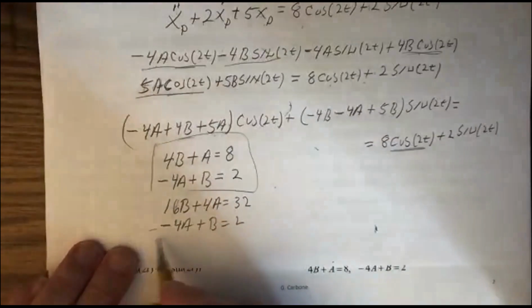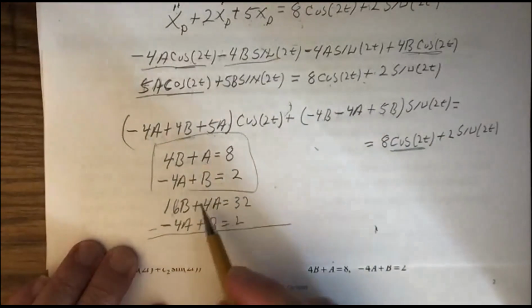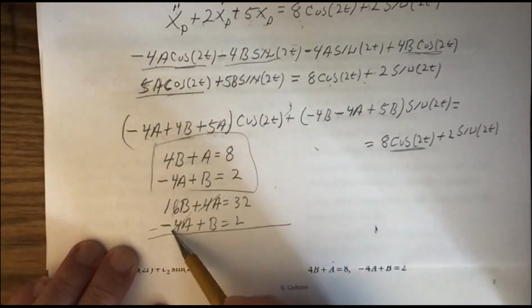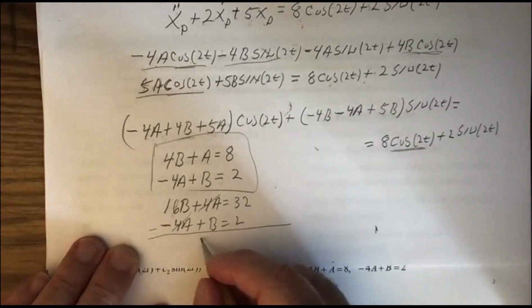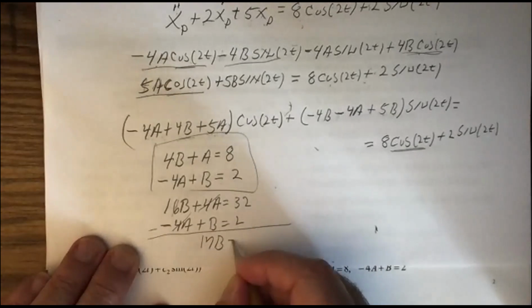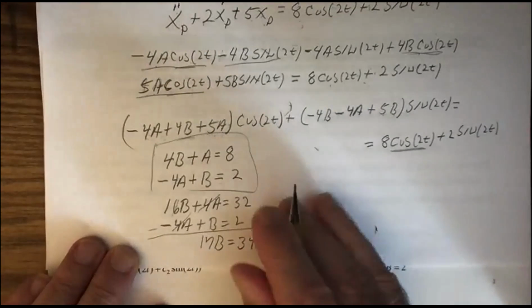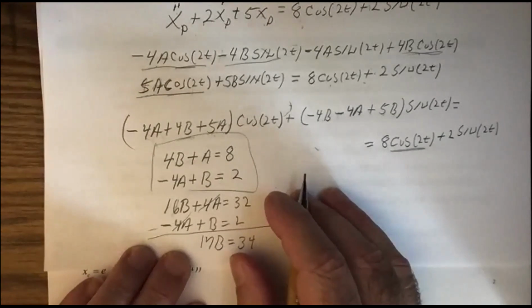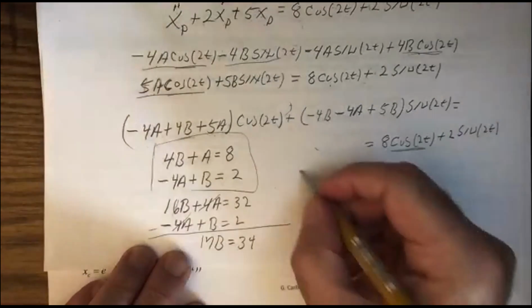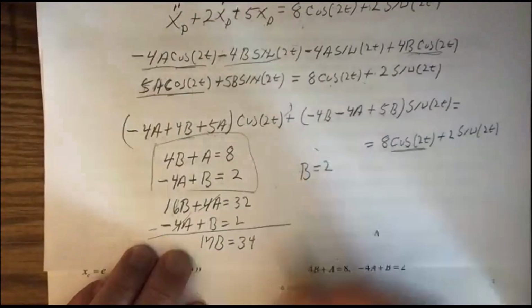If I add these two equations, the 4a cancels out, and I'm getting that 17b is equal to 34, right? So then b is going to be equal to 2. B is equal to 2.